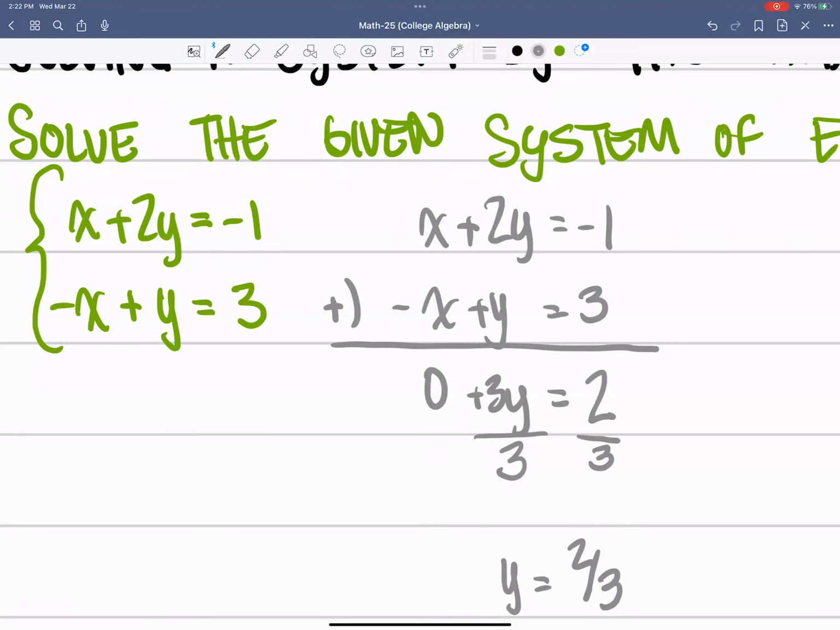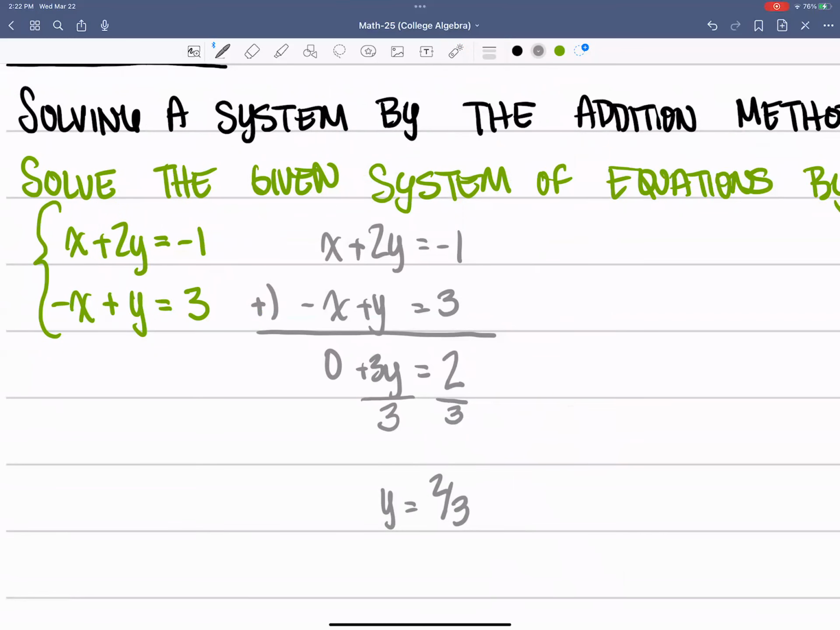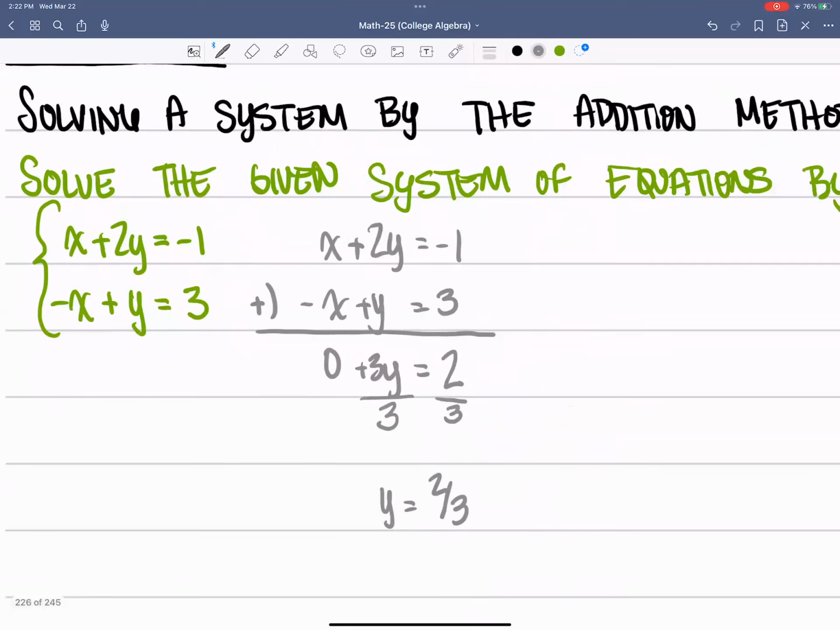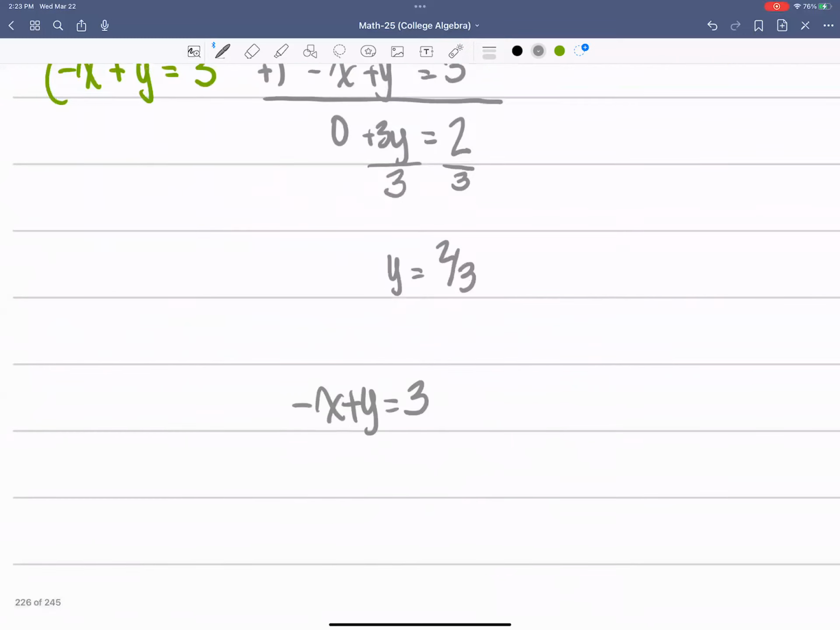And just like before, we have not the solution to the system of equations, but just something that we could work with. We could plug it in here just because we have easier coefficients to work with. It doesn't really matter. It's going to be an ugly solution since we already have some fractions here, but you could use whichever equation you want. It'll still come out to be true. So we have -x plus y equals 3. We have y equal to 2/3, so we're just going to plug 2/3 in for y right here.